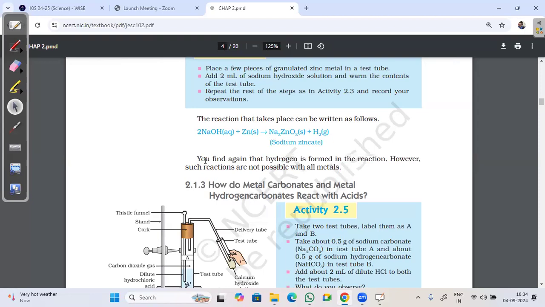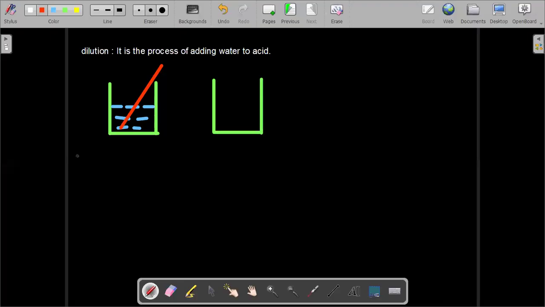Sodium zincate is a type of salt. Then the reaction of metal carbonates and metal hydrogen carbonates with acids. Metal carbonates and metal hydrogen carbonates are supposed to be basic in nature. Metal carbonates, when they react with acids, give salt plus carbon dioxide plus water. What is the expected product here?